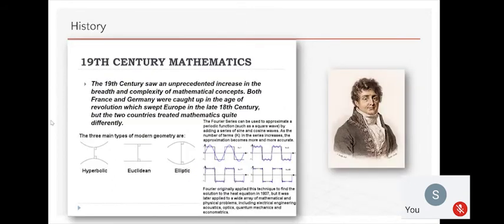After that, in the 19th century, we can say it was a fight between two groups, France and Germany. They fought over mathematical concepts, about which one is right. This reflects the complexity of the mathematical concepts. But in this time, a huge number of mathematical inventions and laws were generated.